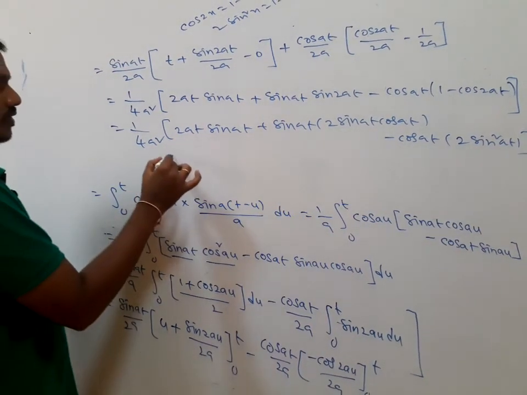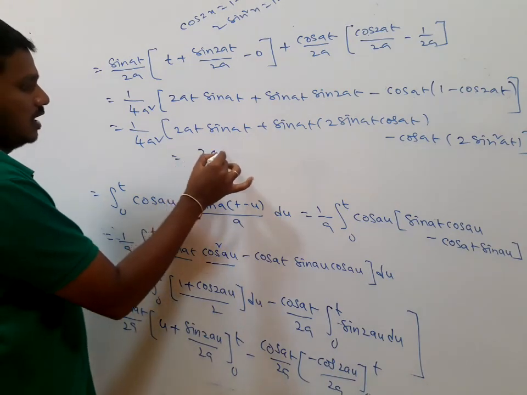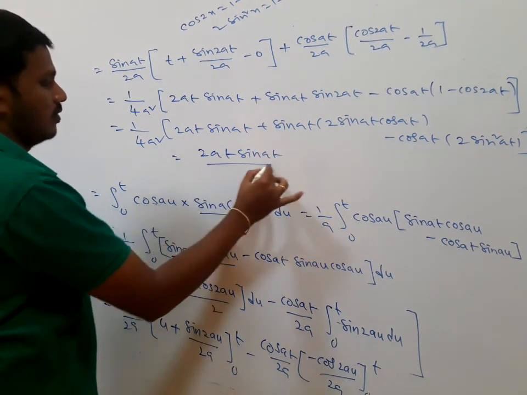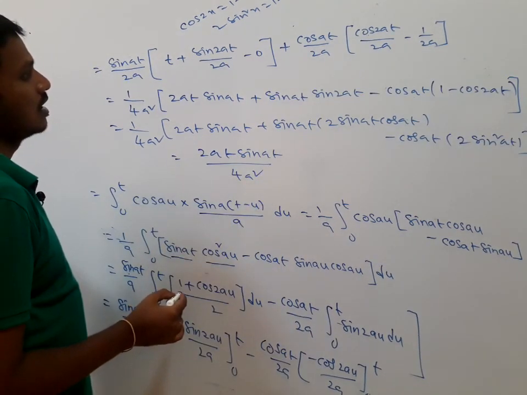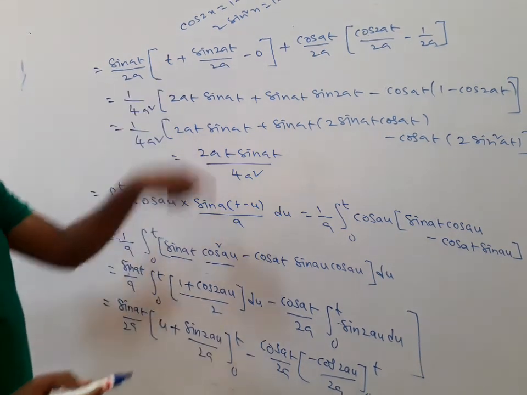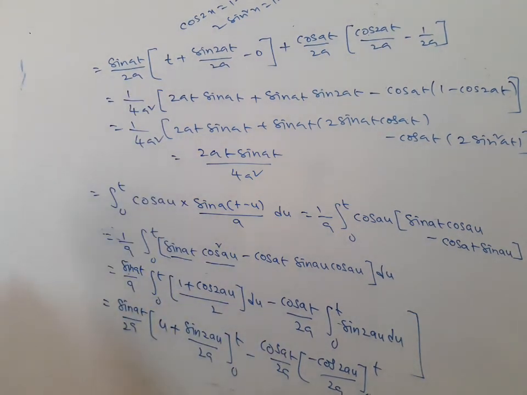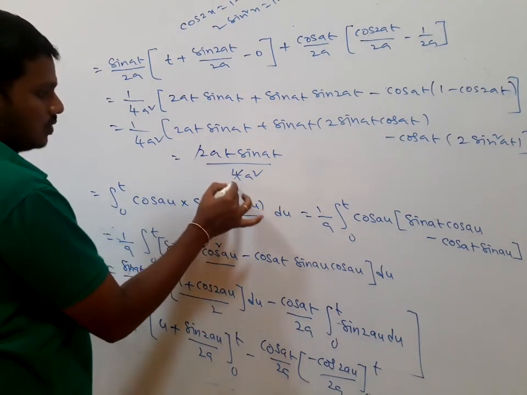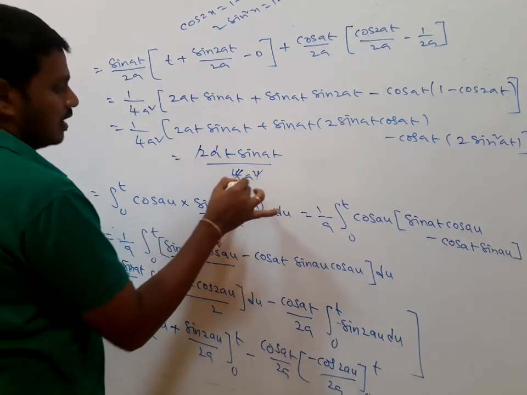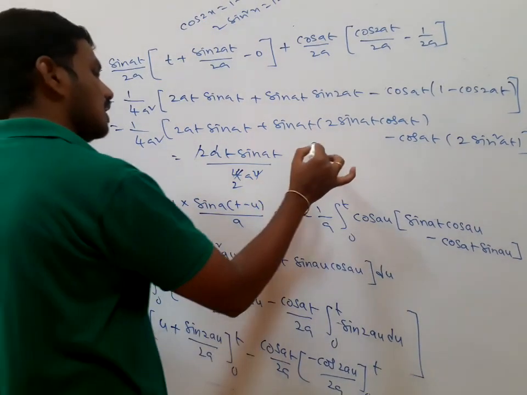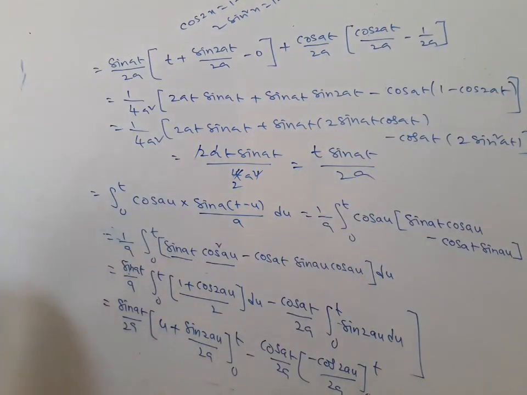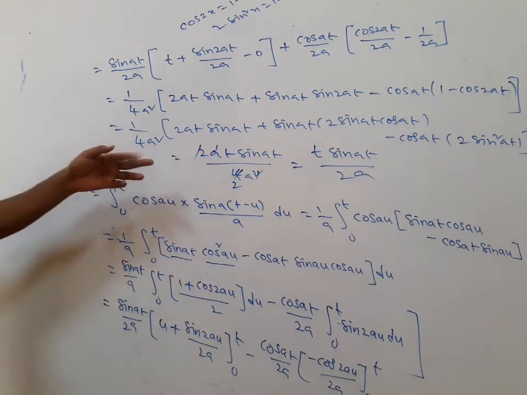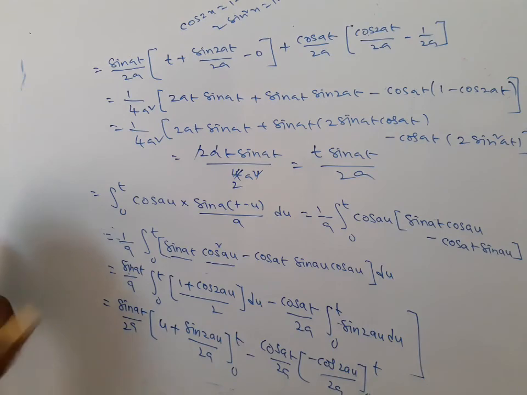So we have 2at sin at by 4a square. So 2at sin at divided by 4a square. So 2 ones are 2 twos are, a get cancelled, which is equal to t sin at divided by 2a. This is the answer. T sin at divided by 2a. This is a way of evaluating the integration. Like this, we are trying to solve these problems.